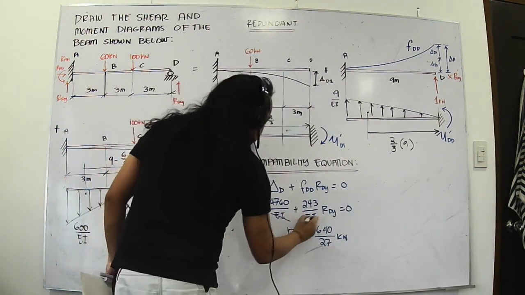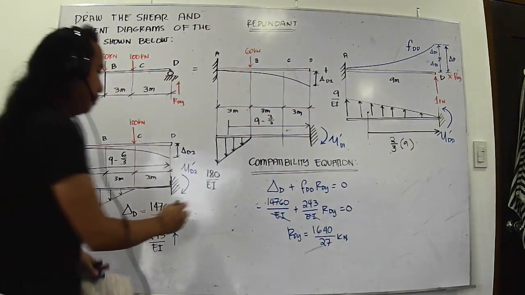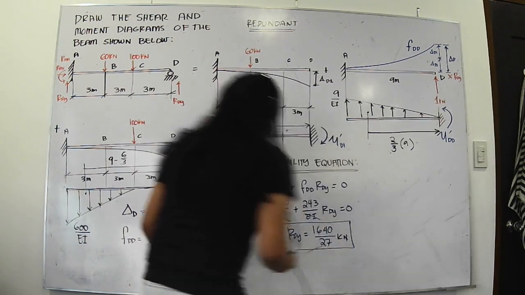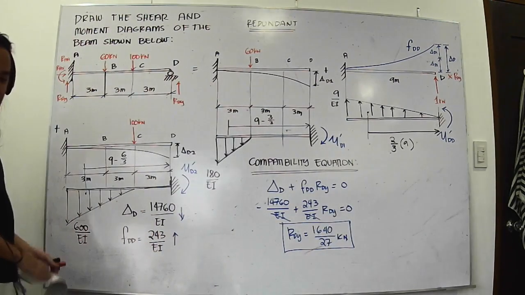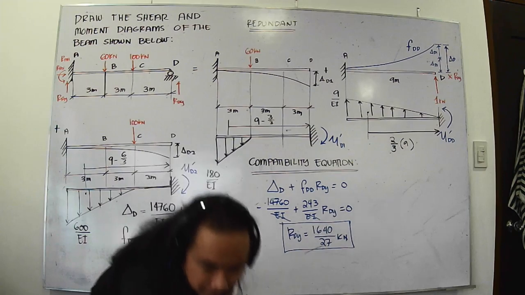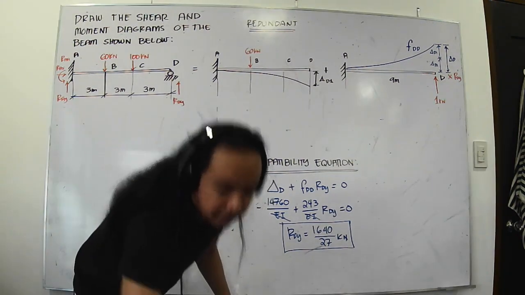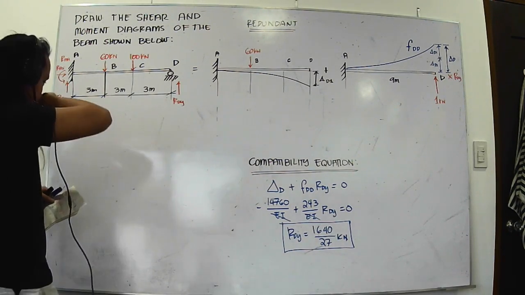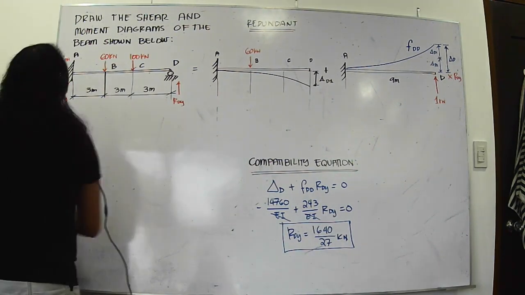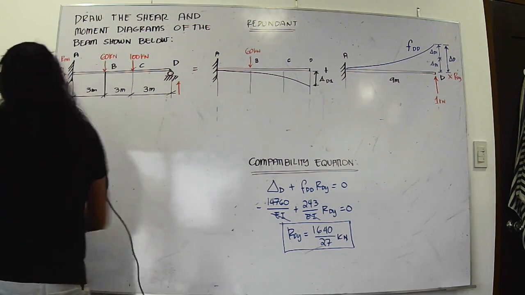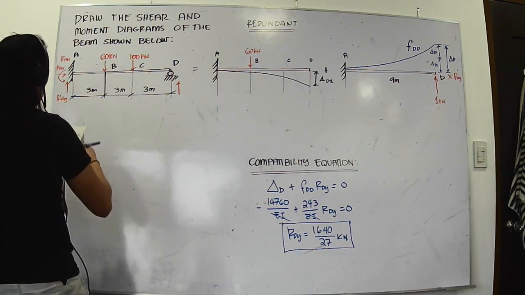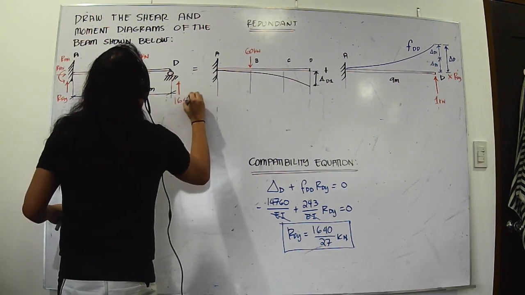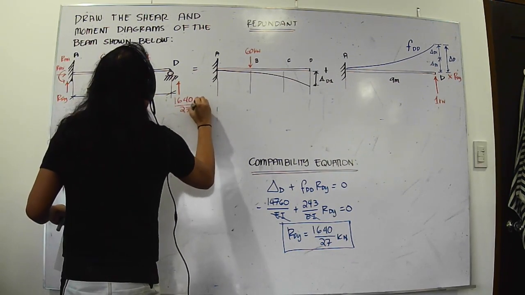EI, by the way, cancels out here. So this is our RDY. Okay, check. We know the value of RDY, so I can just erase this and insert the value for our RDY, which is equal to 1640 over 27.